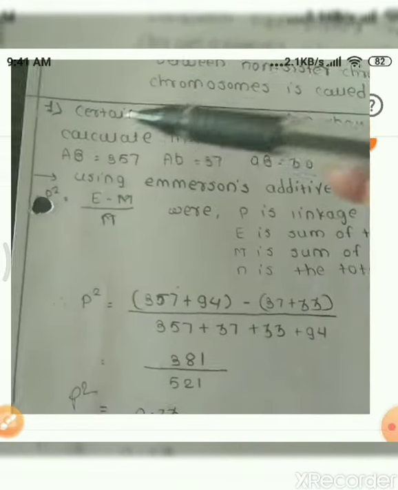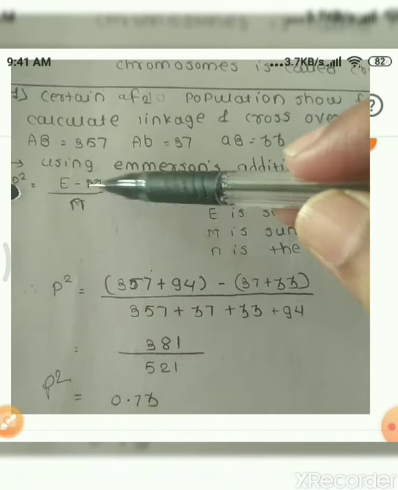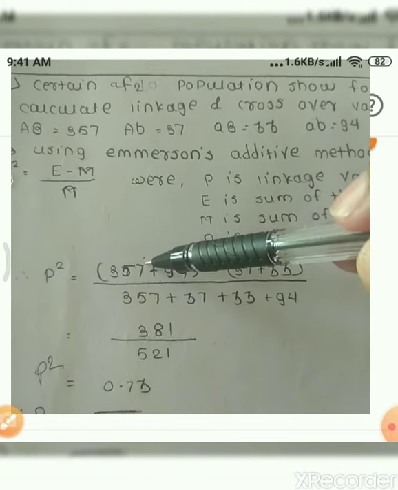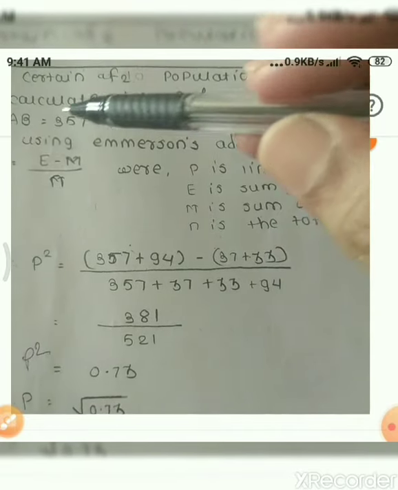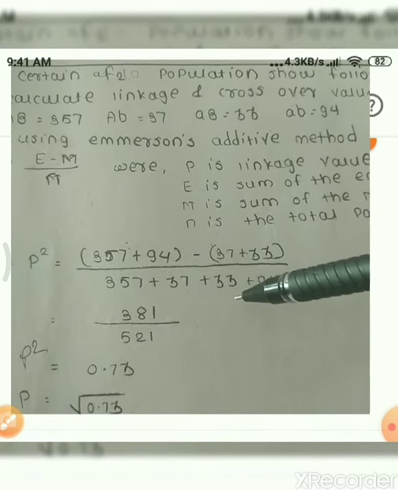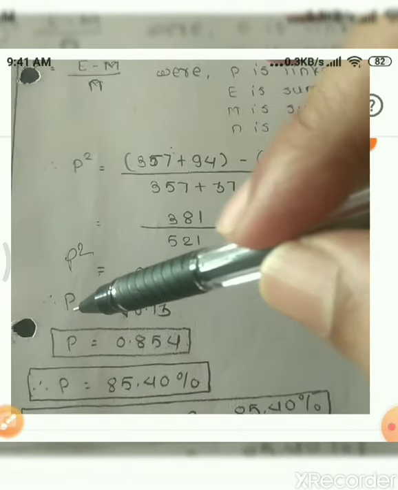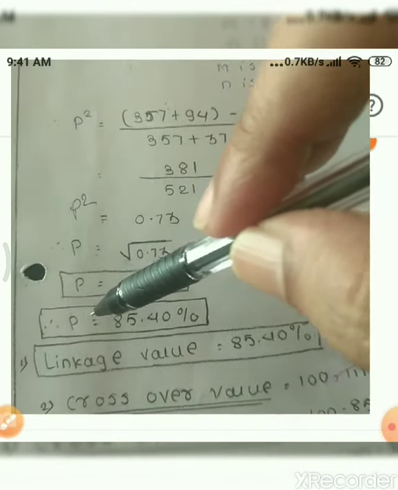Now just overlook this problem. First of all, these values are given. Try to find out the values of E and M. Then put all these values into the given formula. These are the values of the sum of end classes, and these are the values of the sum of middle classes, divided by the sum of all the values, that is 357 plus 37 plus 33 plus 94. Try to find out the answer for p square, then find out the answer for p and express it in terms of percentage.